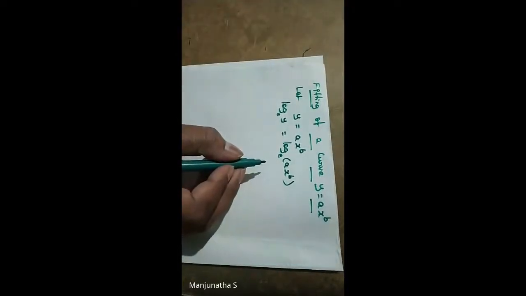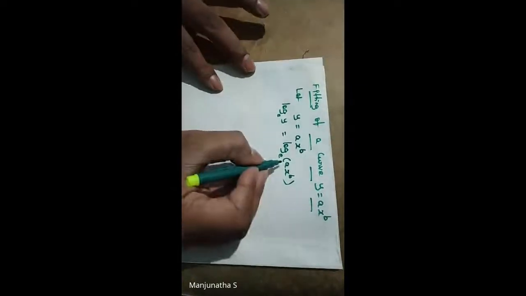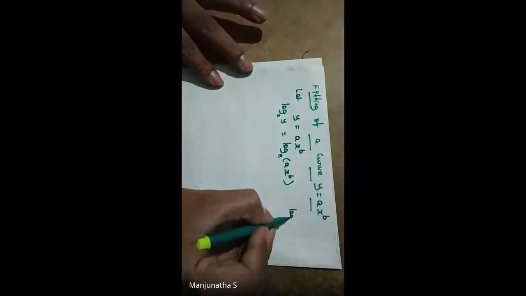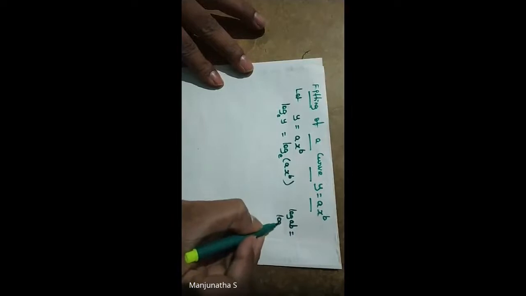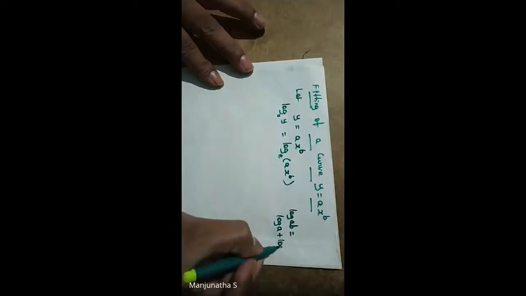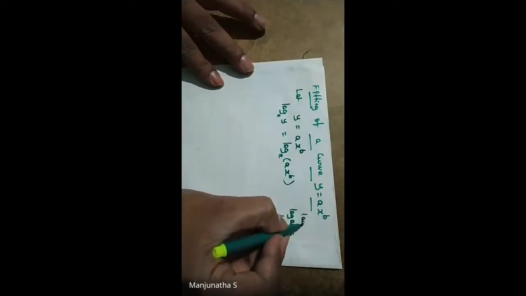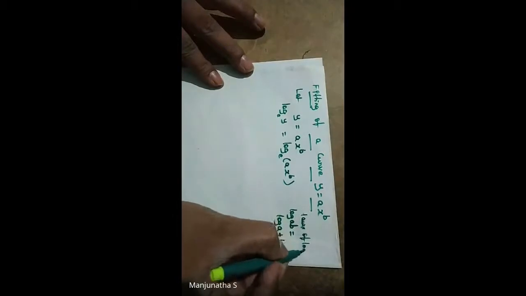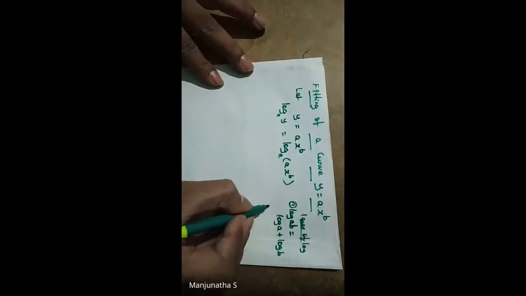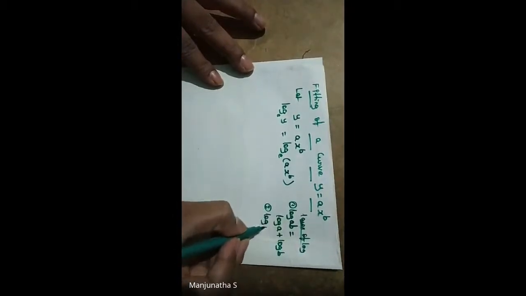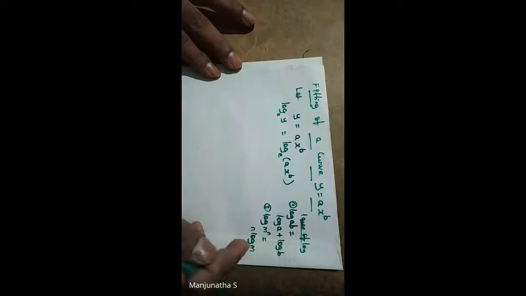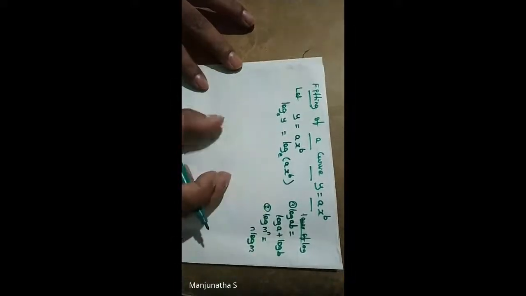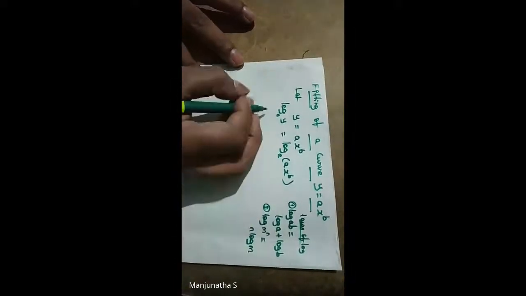Now we all know log ab is equal to log a plus log b. So this is the laws of logarithms, correct? This is one law, and another law we have is log m power n is equal to n into log m. So these both formulas we're going to apply now.